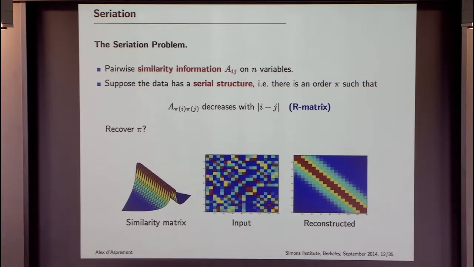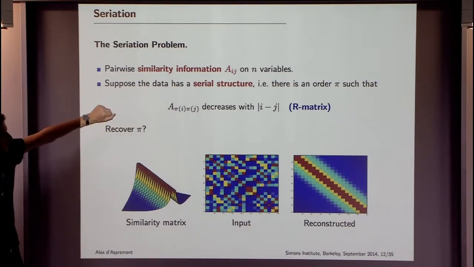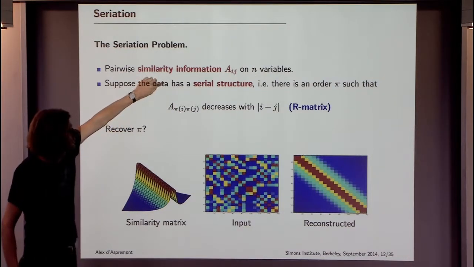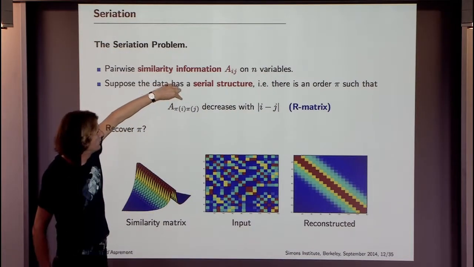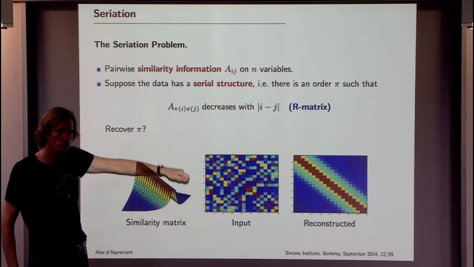For now, yes. And so all you want is this R matrix property that says that there is a permutation of your matrix. So that characterizes this serial structure. There's a permutation of your matrix where the coefficients are decreasing as you move away from the diagonal.